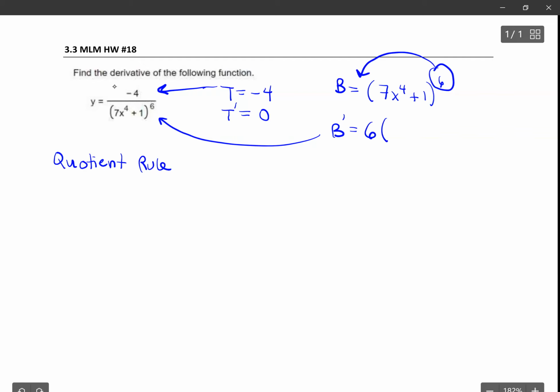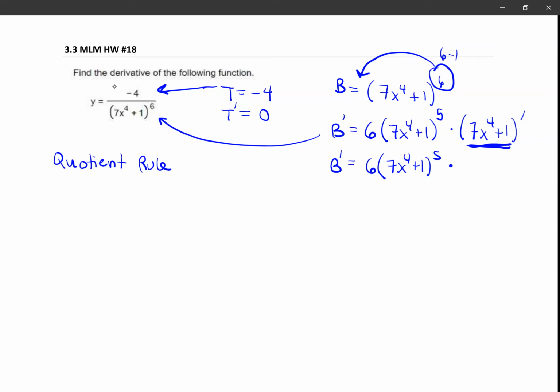Drop the 6 down. I rewrite the base exactly as it's given to me. I decrease that exponent by 1, and then I tack on the derivative of the base. Let's actually find that. I'll rewrite this first part and then the derivative of the base. That base is a polynomial function, so we follow the power rule. Chain rule is not required because the base is a plain old x, and the derivative of a plain old x is 1.